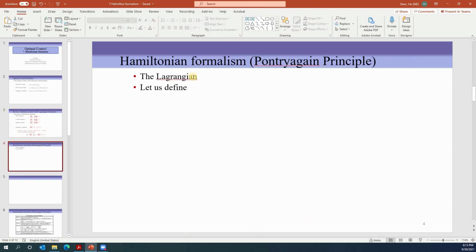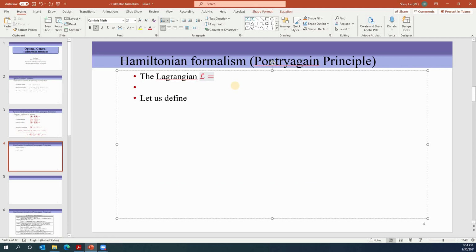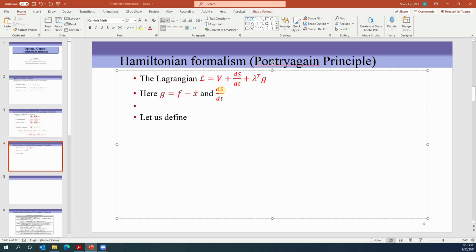Starting from here, we're going to transition to Hamiltonian formalism. Before that, we want to know how we define the Lagrangian function. This is defined as v plus ds/dt plus lambda transpose times g, right? g is equal to f minus x dot. And what is ds over dt? ds over dt can be written in 2 terms: partial s over partial x times x dot plus partial s over partial t. So we can plug this back in there. This will give us the full expression of this Lagrangian.